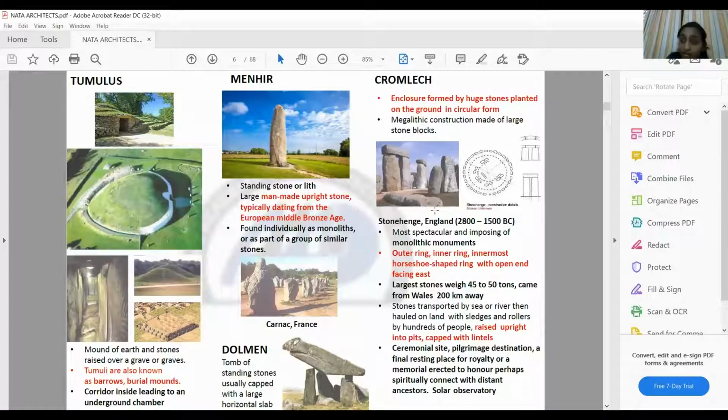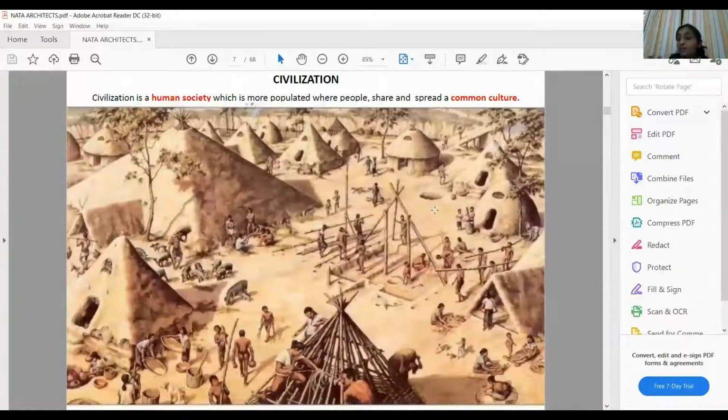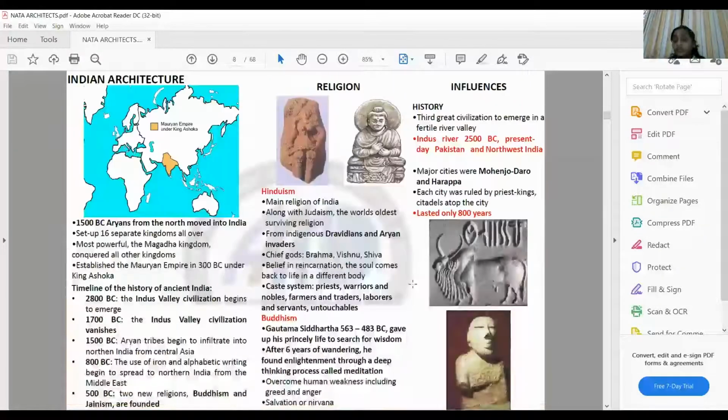Like I already told you, first it was a nomadic kind of lifestyle, and then they slowly started settling down. That is where the setup of small villages came in, where people with a common culture started living together. That was referred to as civilizations. Before we head on to the river valley cultures or the civilizations that we are going to study, let us look at the timeline of how it evolved.